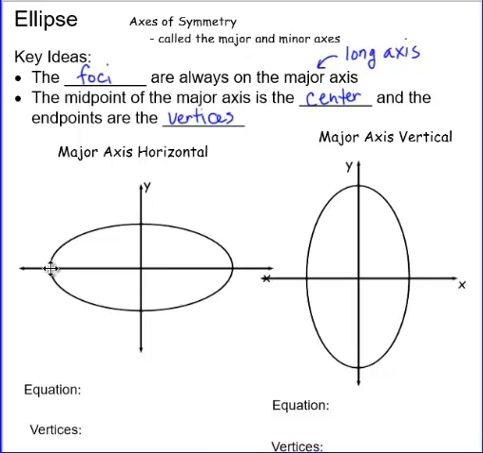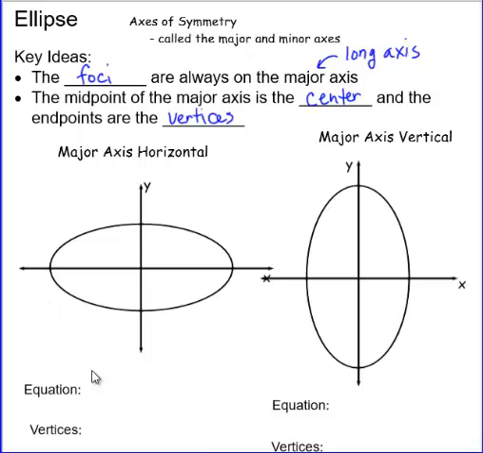Okay, so these are the 2 points that we call the vertices, the endpoints of the major axis. When we talk about the minor axis, the shorter one, I just call them endpoints. So the points at the end of the long axis are called vertices, and then these other 2 points are just the endpoints of the minor axis.